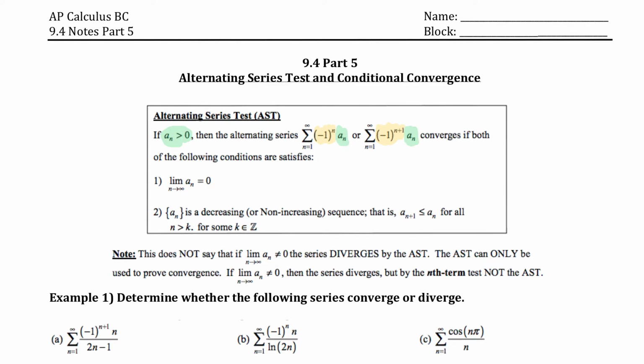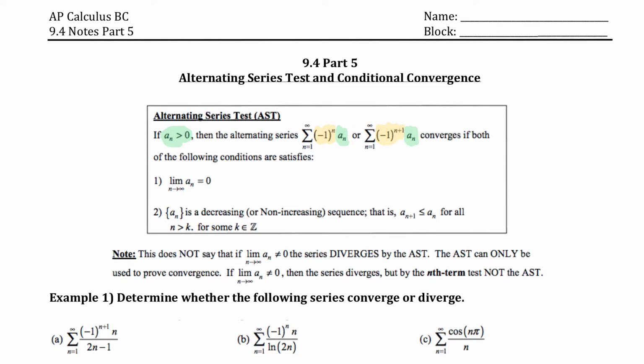They're saying the alternating series converges if both of the following conditions are satisfied. The first one is that the limit as n approaches infinity of a sub n has to be equal to 0. And we know that's the case because the nth term test for divergence says that if this is not the case, then it's going to diverge. So you've got to make sure that condition is satisfied. The second one says that a sub n must be decreasing, or that a sub n plus 1 is less than or equal to a sub n for all values n greater than k, such that k is in the set of integers.